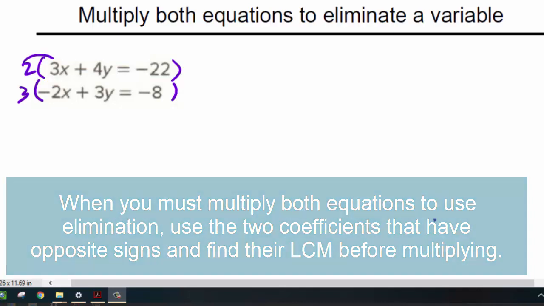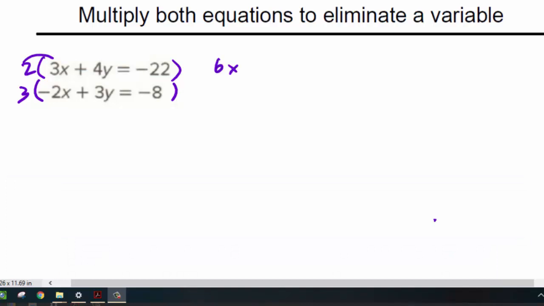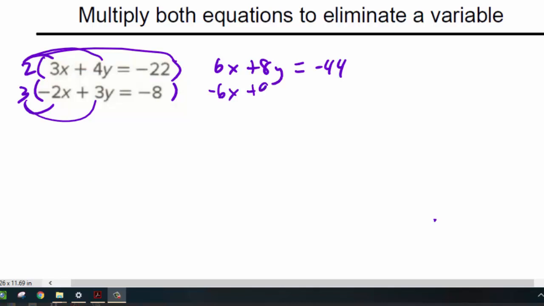So I'm going to go ahead and distribute here, and I'll get 6x. Distribute the 2 to the 4, and I get positive 8y. Distribute the 2 to the 22, and I'll get a negative 44. Don't forget to distribute all the way through. And then 3 times the negative 2 will give us a negative 6x. And the 3 times the 3 will give us a positive 9y. And the 3 times the negative 8 will give us a negative 24.